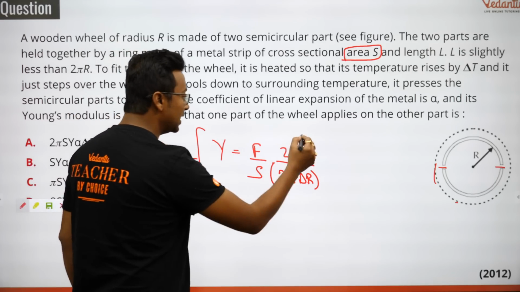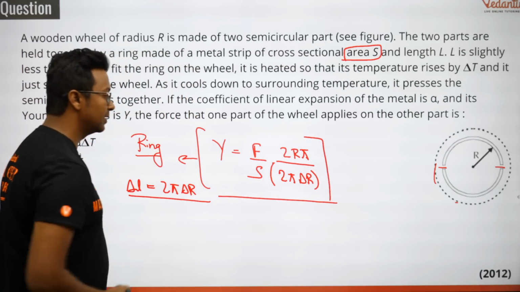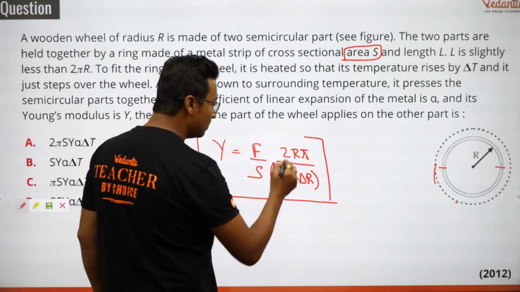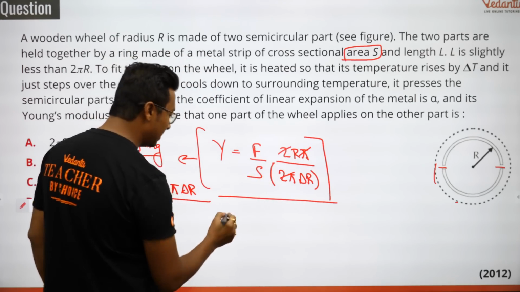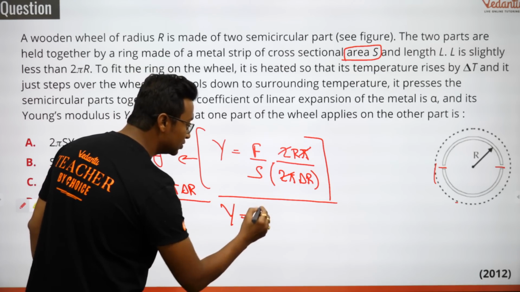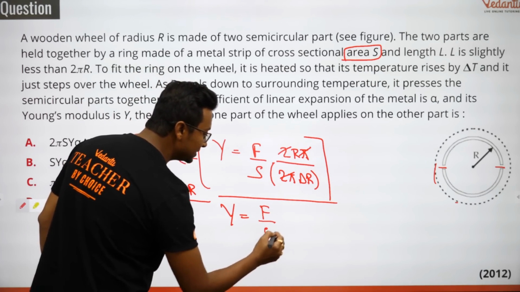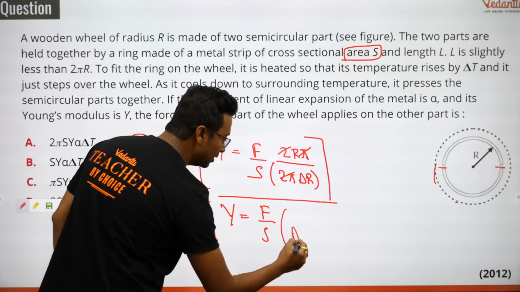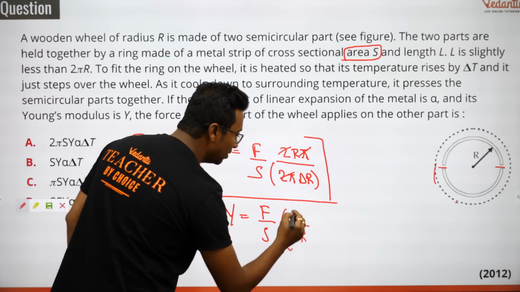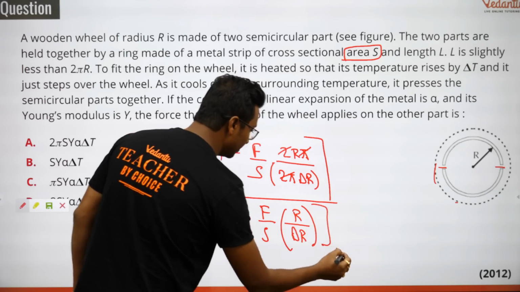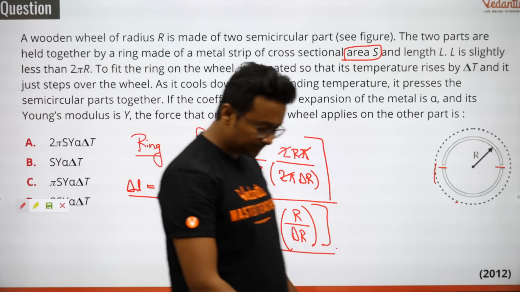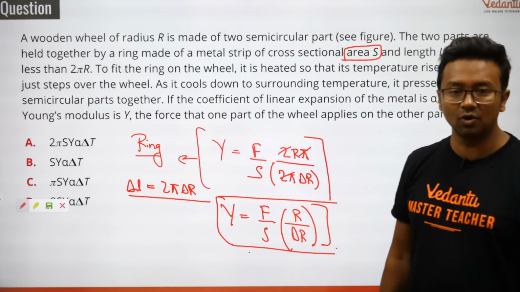So this is overall the equation for the ring. 2 pi will cancel. Young's modulus Y is equal to F divided by S, into delta R upon R. Makes sense to all of you?